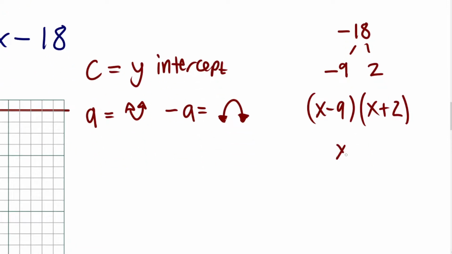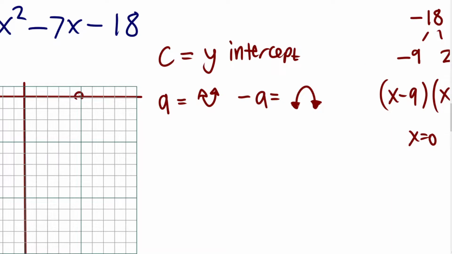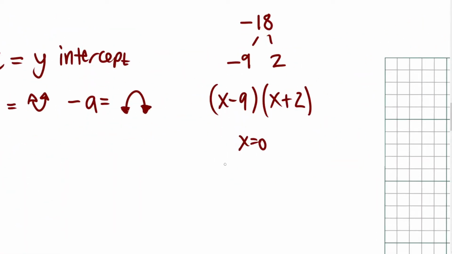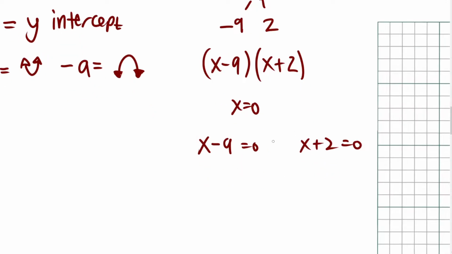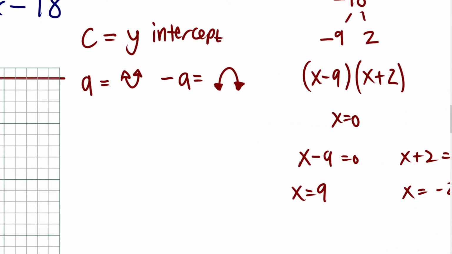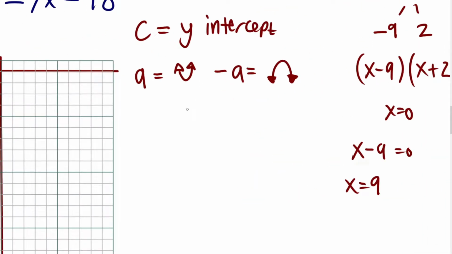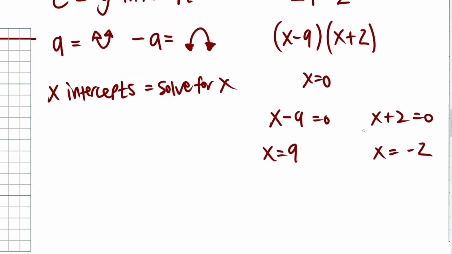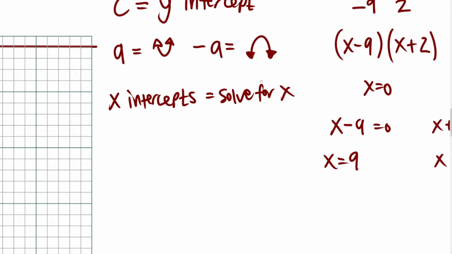We want to know when y equals 0 on our graph, right? We want to know our x-intercepts, so we're going to set these two factors to 0. So x minus 9 equals 0, and x plus 2 equals 0. That'll give us x equals positive 9, and x equals negative 2. Those are going to be our x-intercepts. X-intercepts equals solve for x.